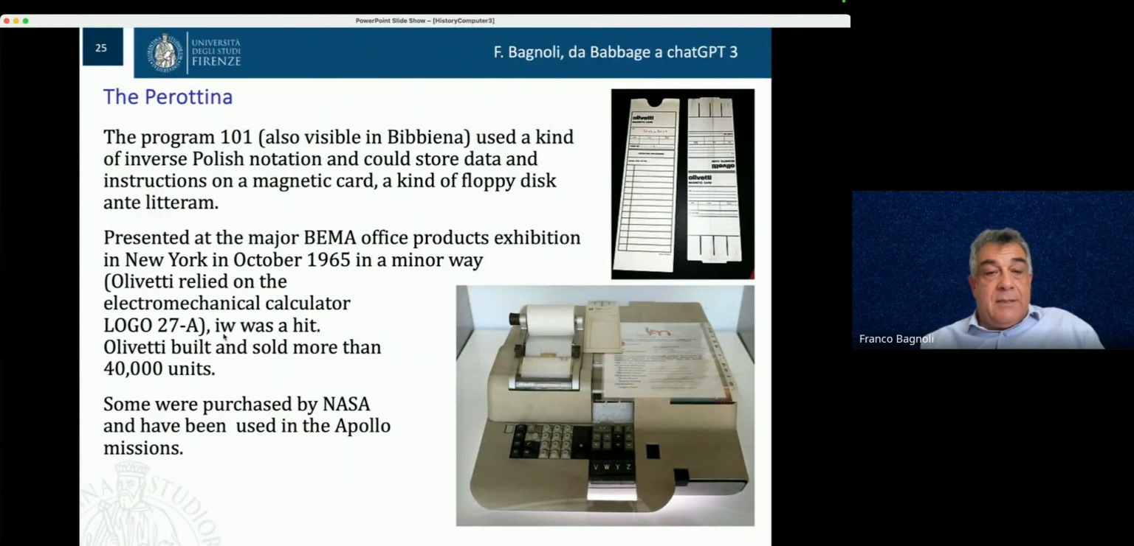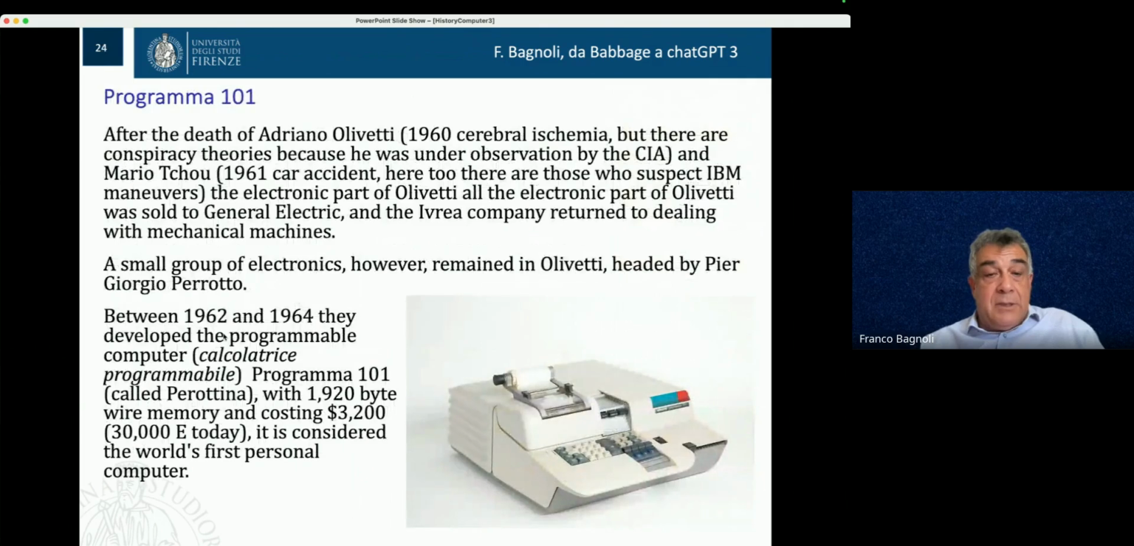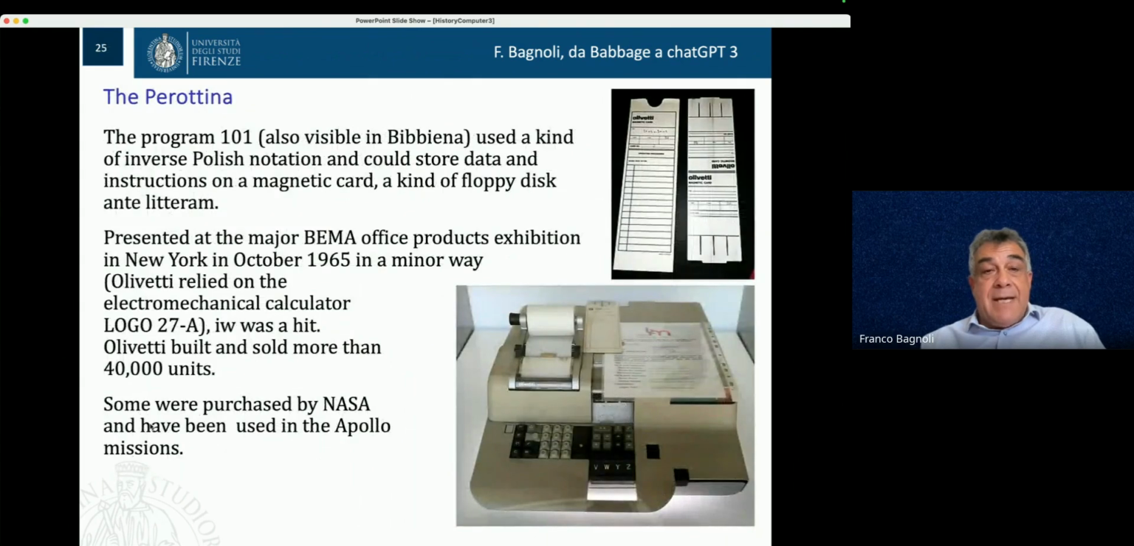And it cost about $3,000, which is about 30,000 euro now. But it was programmable, and it could use more of these floppy disks. So you could insert first a program, do something, then insert another program while keeping data in the registers, and so you could continue your computation.